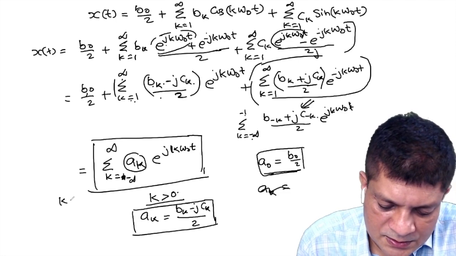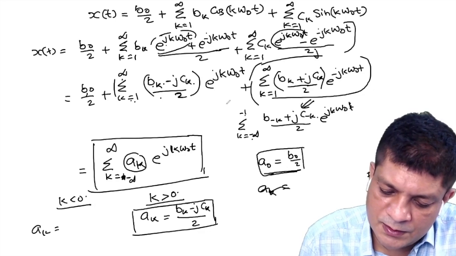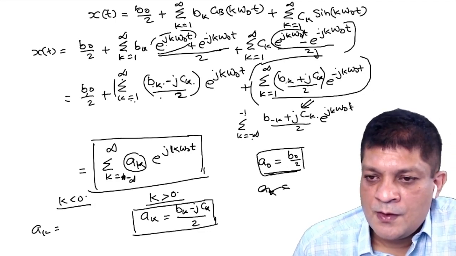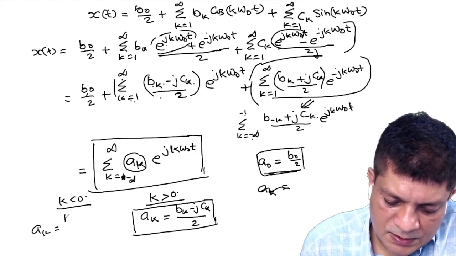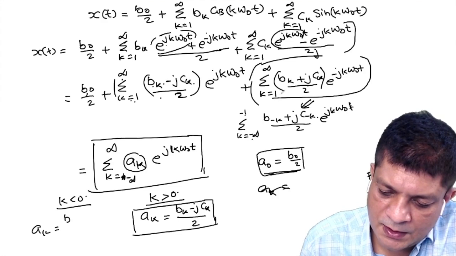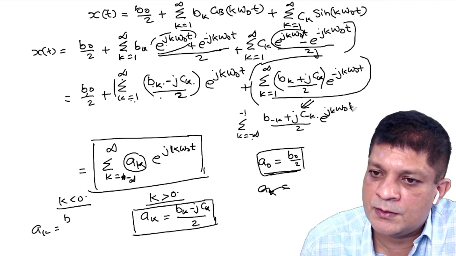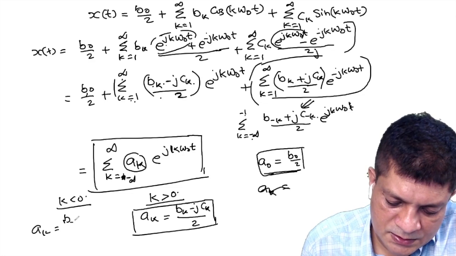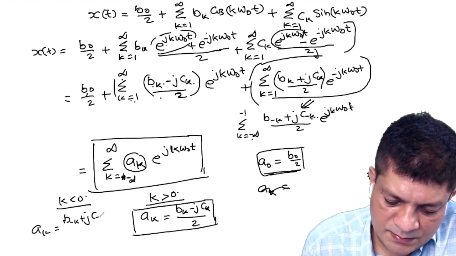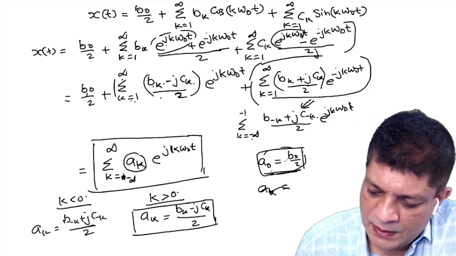Now what about k less than 0? a_k is equal to what? Equate these two. For k less than 0, it is not b_k, it is b minus k. Here we have changed the variable from k to minus k to make it e to the power j k omega naught t. So here it is minus k, minus k. So it is b minus k plus j c minus k by 2.